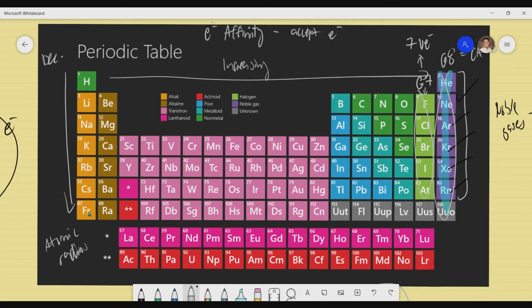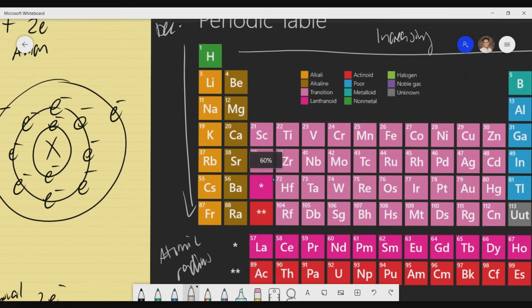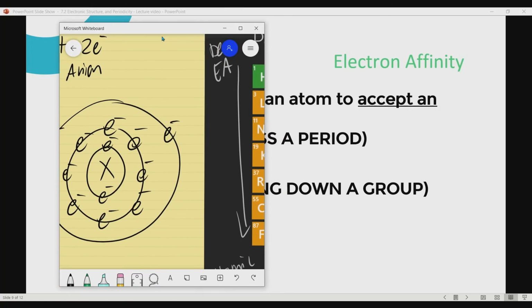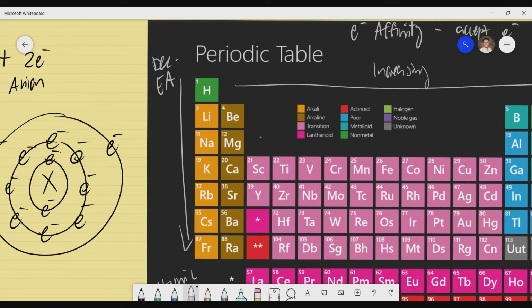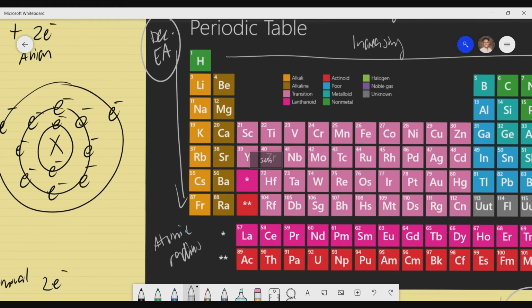Kapag lalo pong lumalaki ang atomic radius, mas lumalayo sa isa't isa sa distansya ang mga electron. Okay? So seemingly, yung attraction nila sa isa't isa ay mas kumukonti o mas humihina. And in return, the electron affinity is decreasing. Let me repeat. Kaya po nagdi-decrease ang electron affinity. Sorry about that one. Kaya nagdi-decrease ang electron affinity dahil sa kadahilanan ng atomic radius.